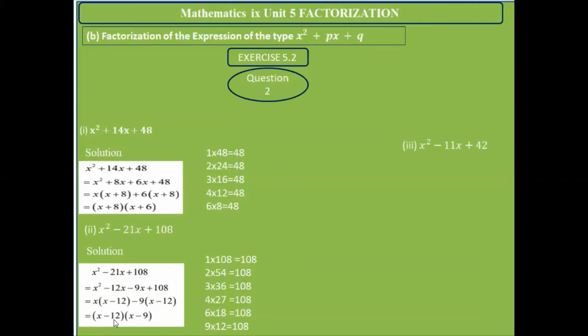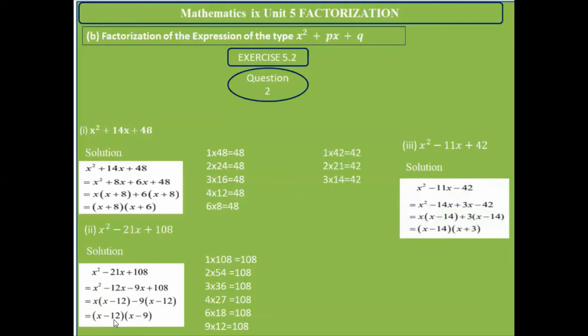Part 3, x square minus 11x plus 42. So 42 can be factorized as 1 times 42. When we add these two numbers we have 43, and subtract we have 41. 2 times 21 is 42. When we add these two numbers we have 23, and when we subtract we have 19. That is not our requirement. Our requirement is minus 11.